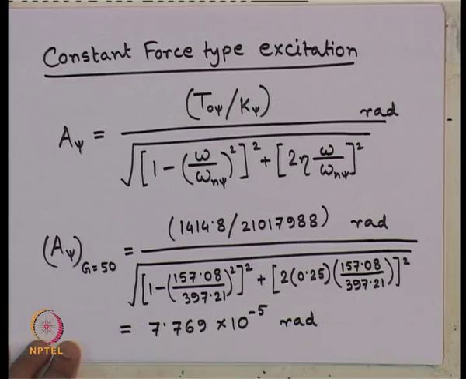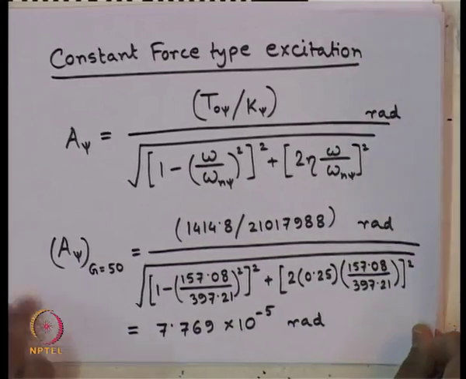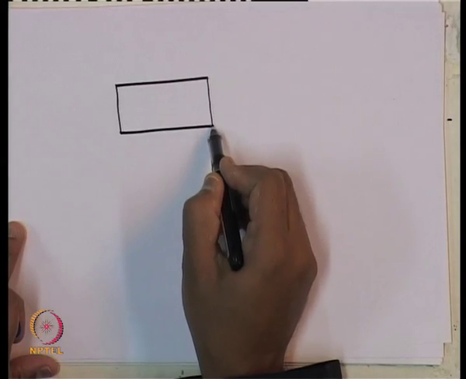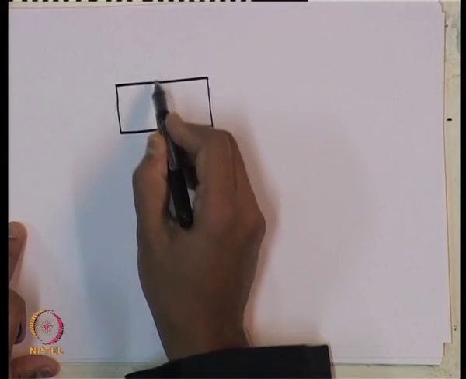Okay. And when we need to check this value, as we have mentioned, how this rocking mode of vibration displacement is going to take place. If we try to look at the picture, the block type of machine foundation is something like this.